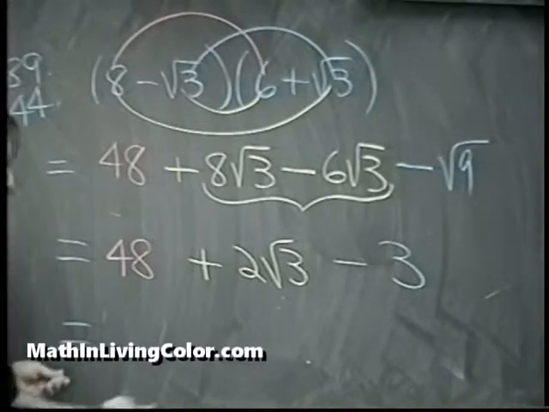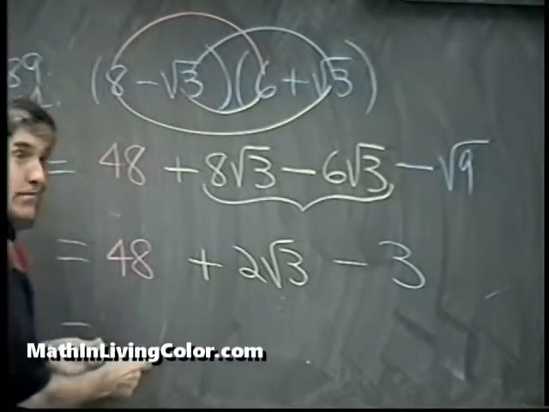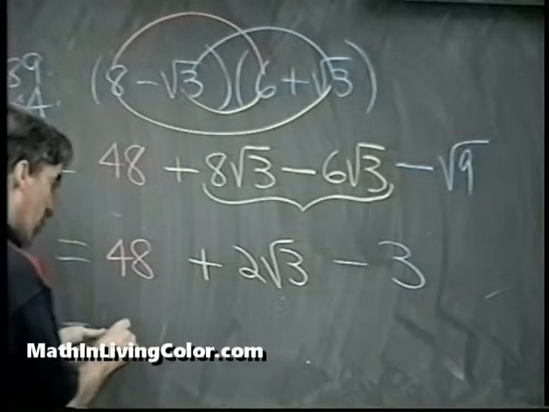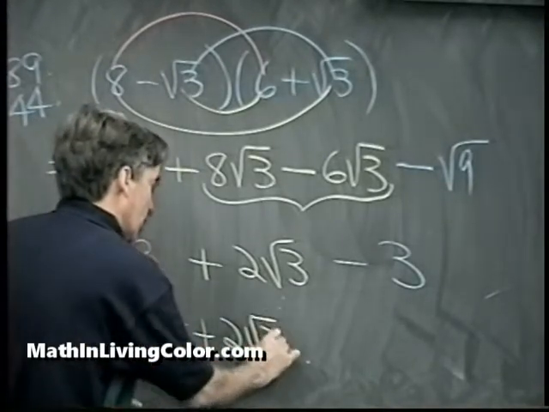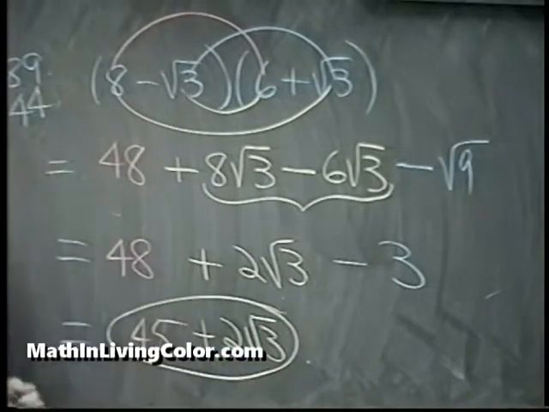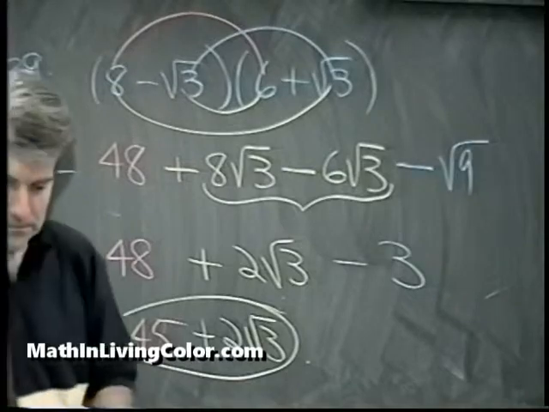Now what? Anything that combines? 48 minus 3. 48 minus 3 would be 45. Okay, 45 plus 2 radical 3. Any questions on that? Okay?